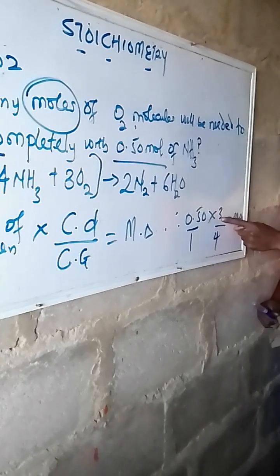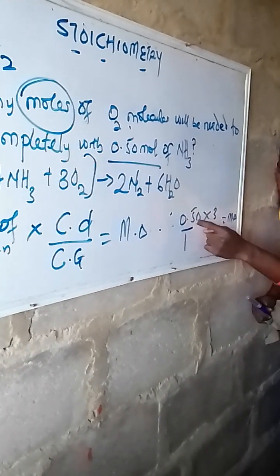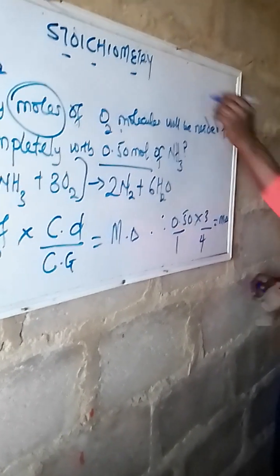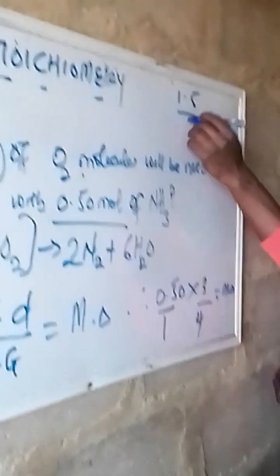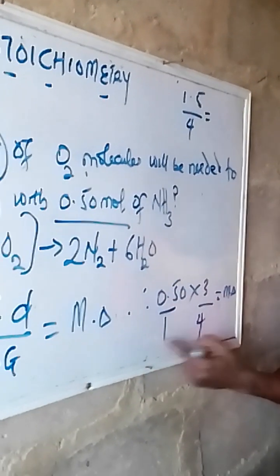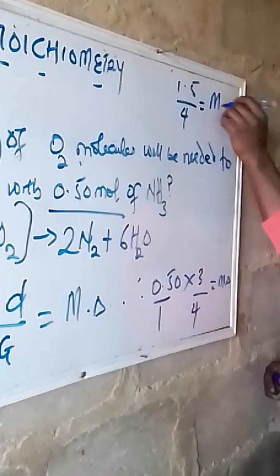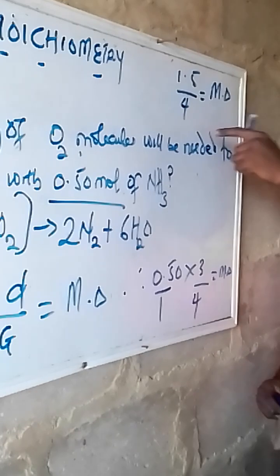0.50 multiplied by 3, what is it bringing? 1.5. Therefore, 1.5 divided by what? 1 times 4 will give us 4, right? Then we have moles of the desire. 1.5 divided by 4 will give you what? Please press your calculator. 0.375.